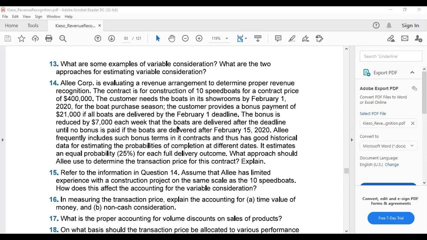So the customer provides a bonus payment of 21,000 if all boats are delivered by the February 1 deadline. So there's a 25% chance of 421,000 if the boats are delivered on February 1. So you multiply 25% times 421,000, which is 105,250. What about on February 8?